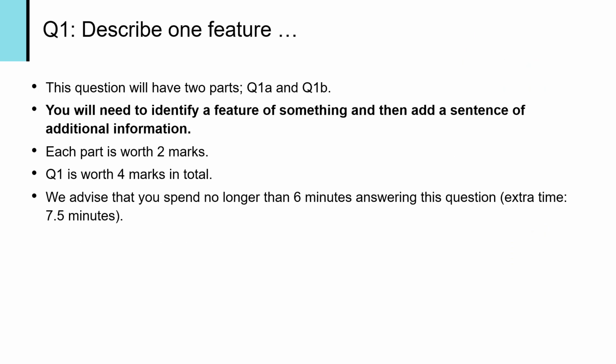So question 1 will always ask you to describe one feature, and you will be asked to do this twice. There are two parts to this question, question 1A and 1B. You will need to identify a feature of something and then add a sentence of additional information. Each part is worth 2 marks, and so question 1 is worth 4 marks in total. We advise that you spend no longer than 6 minutes answering this question, and if you have extra time, no longer than 7.5 minutes.